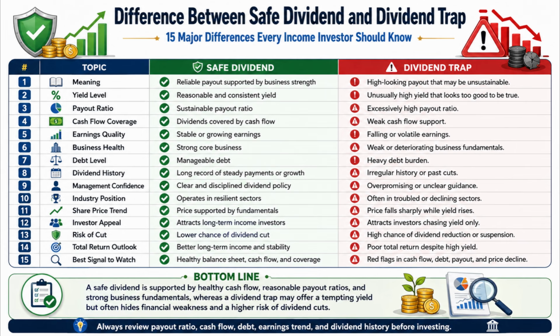declining share price. So, the bottom line is that a safe dividend is supported by healthy cash flow, reasonable payout ratios, and strong business fundamentals, whereas a dividend trap may offer a tempting yield but often hides financial weakness and a higher risk of dividend cuts.